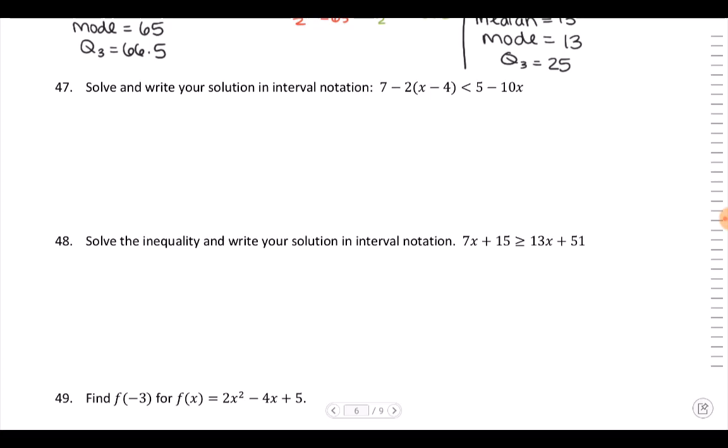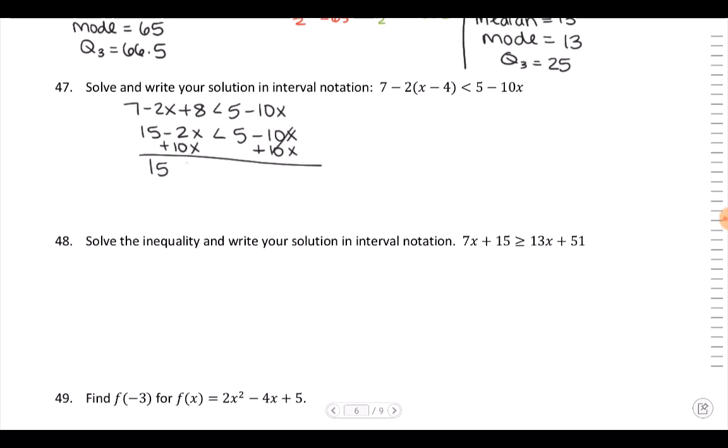So when I distribute here, I'm going to get 7 minus 2x plus 8 is less than 5 minus 10x. And I'm going to combine my like terms on the left-hand side here, which is 15 minus 2x less than 5 minus 10x. Now I need to figure out which side I want to move my variables to. And usually you want to move them to the left side. So I'm going to do that. I'm going to add my 10x over. And I get 15 plus 8x is less than 5.